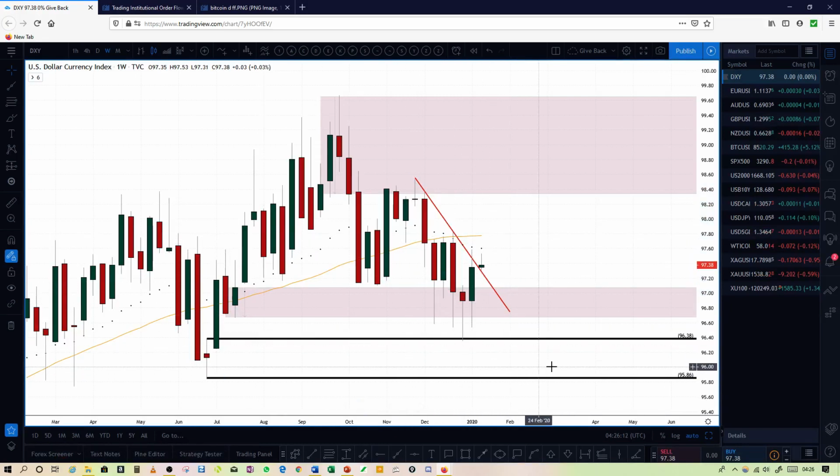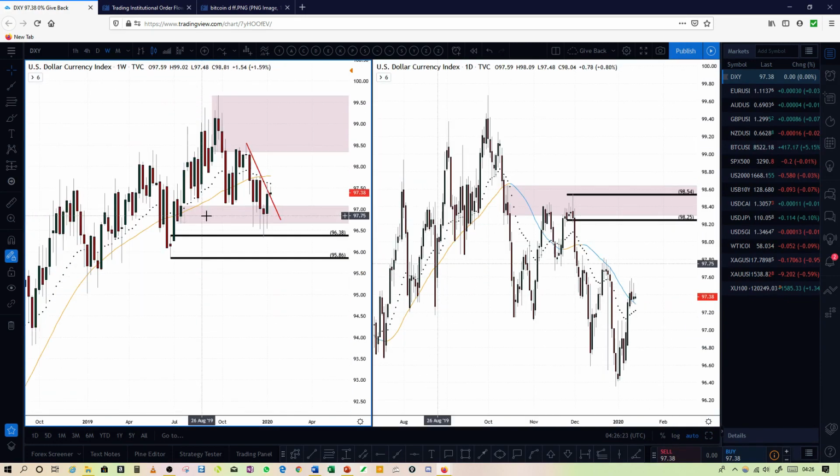So downside momentum established, demand zone hit, it's rallied up. So this market now has come up. Anyone who's looking to short will be looking for selling opportunities on the bounce now.